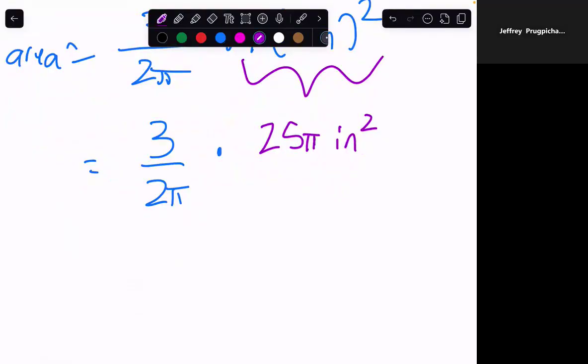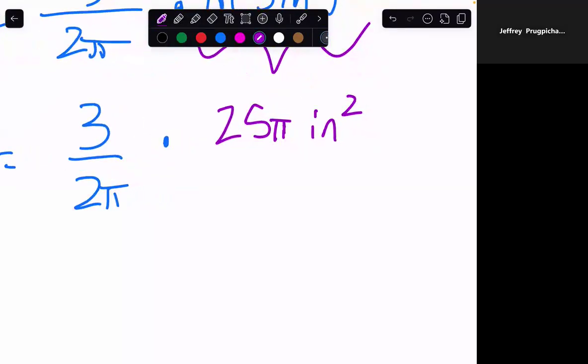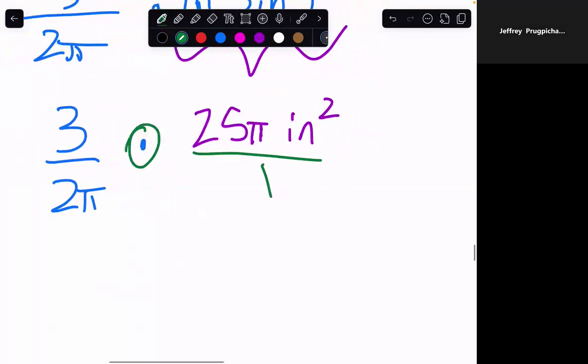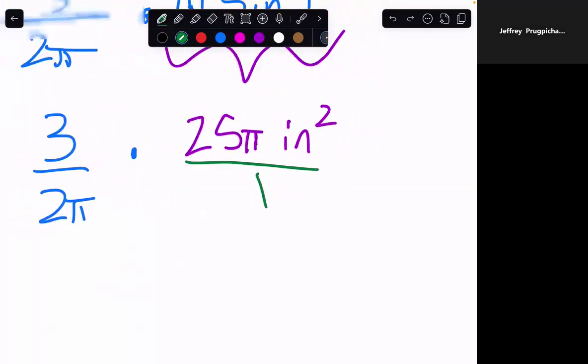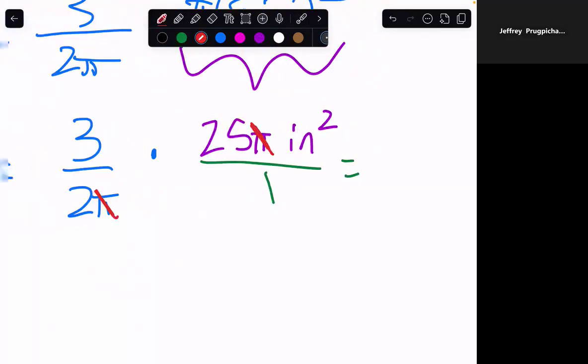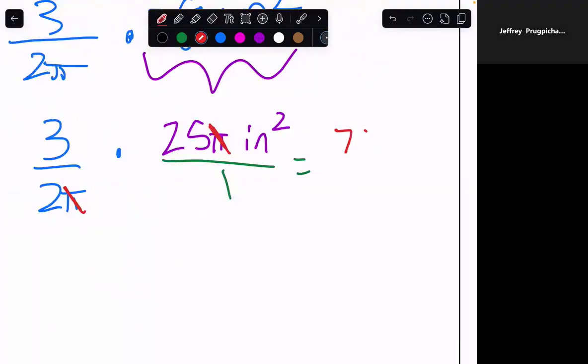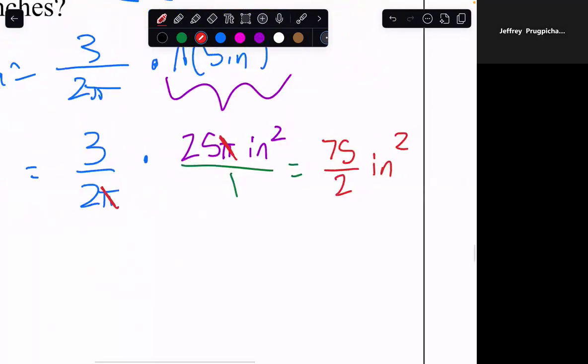Now we multiply. Again, this is not cross multiplying. It's regular multiplying, so multiply straight across. You are able to reduce these pi's. Up top you have 3 times 25 is 75. On the denominator, 2 times 1 is 2. So 75 over 2 inches squared, or if you want, 37.5 inches squared.